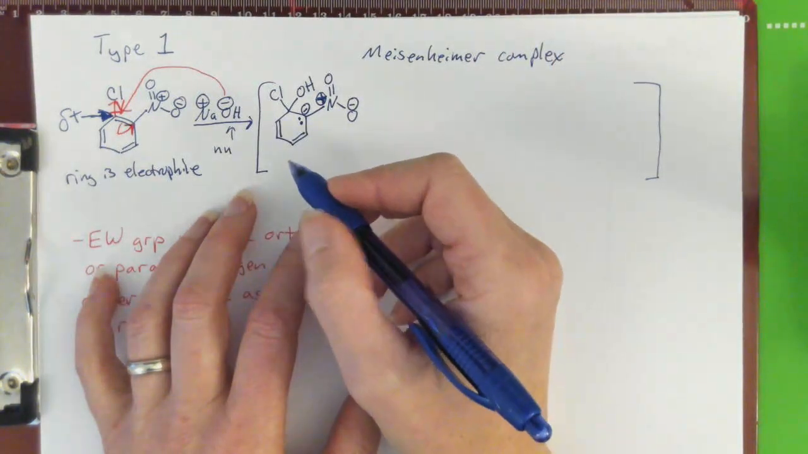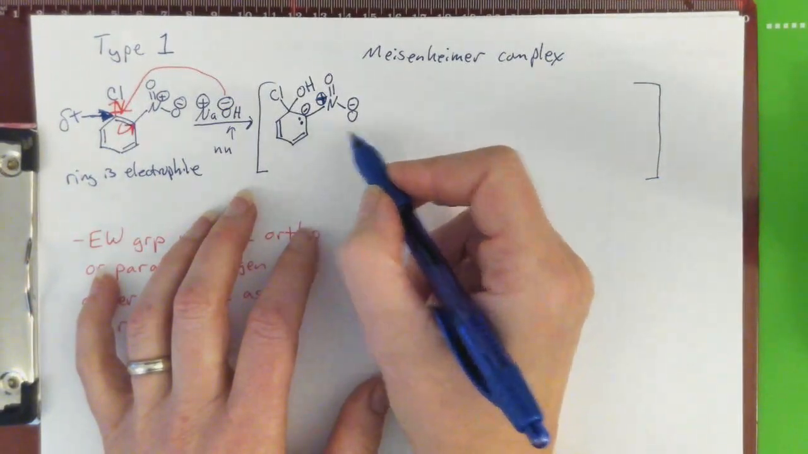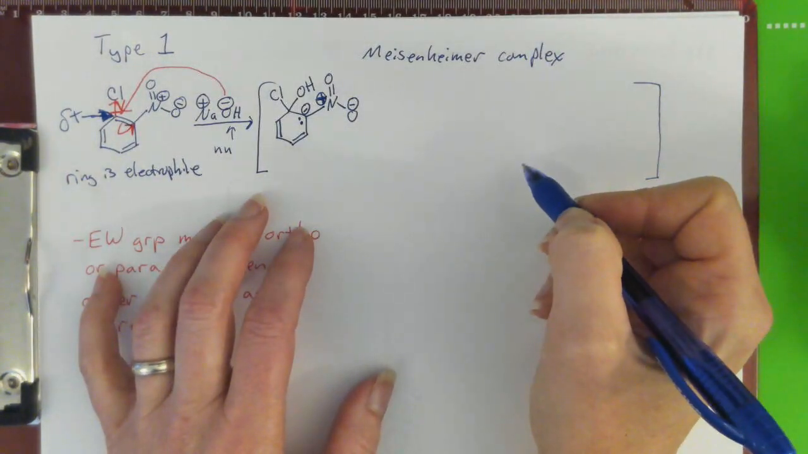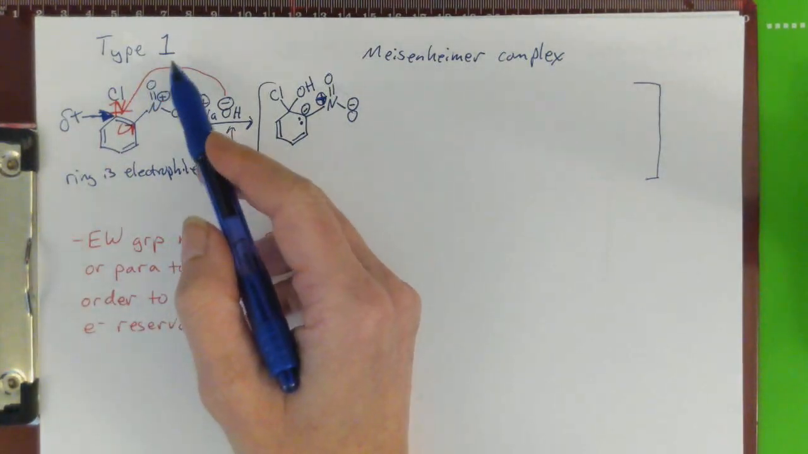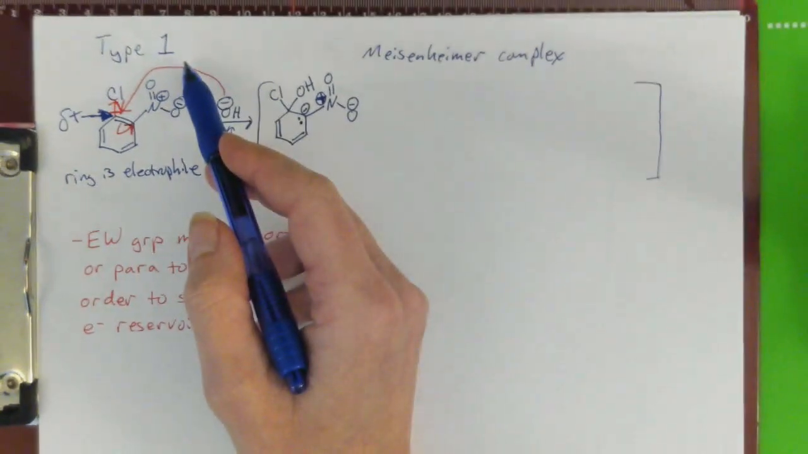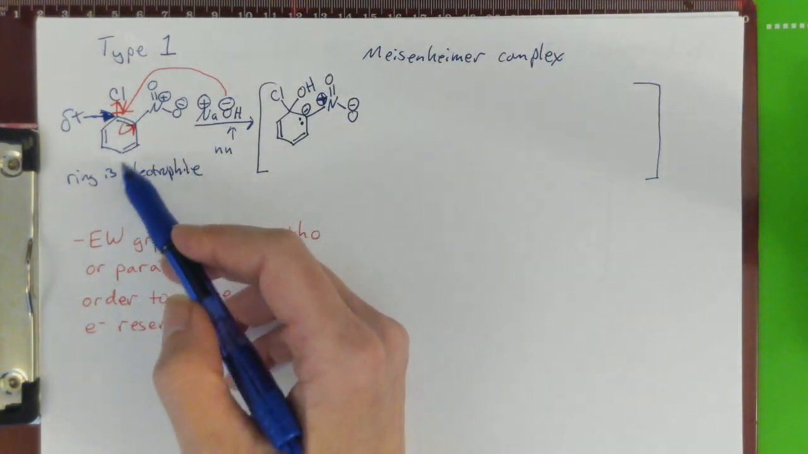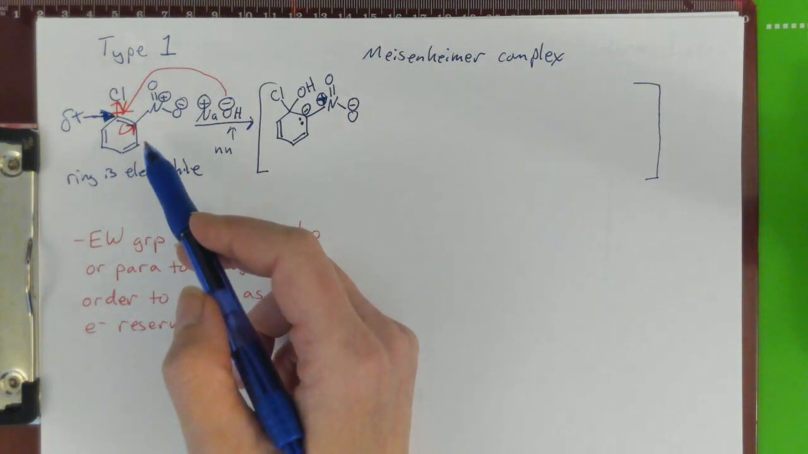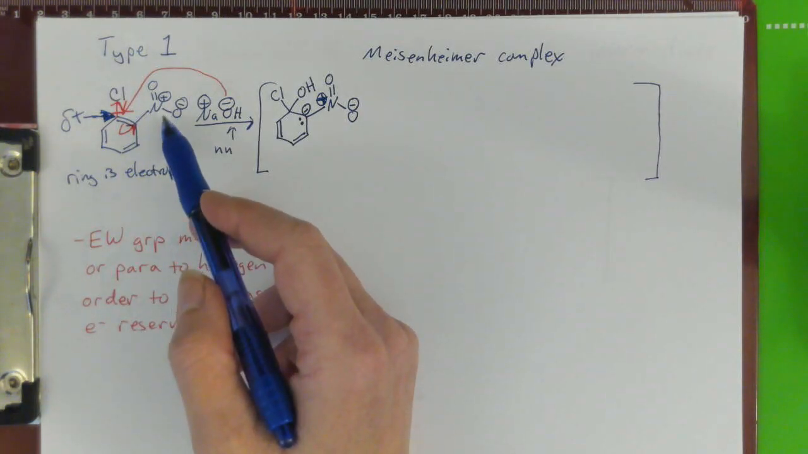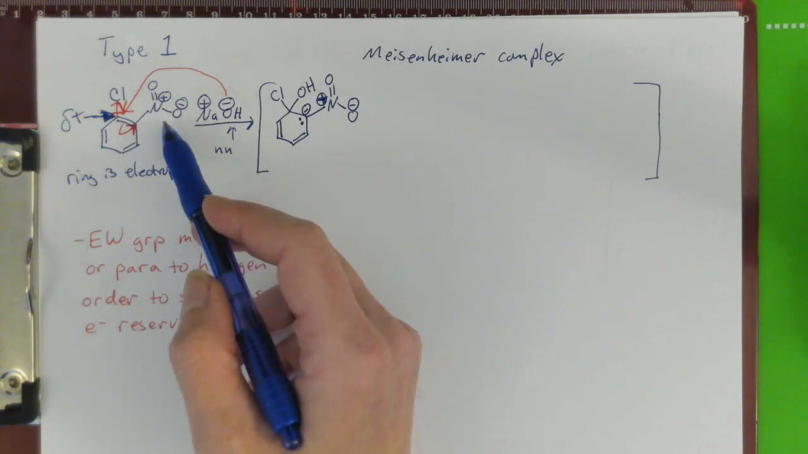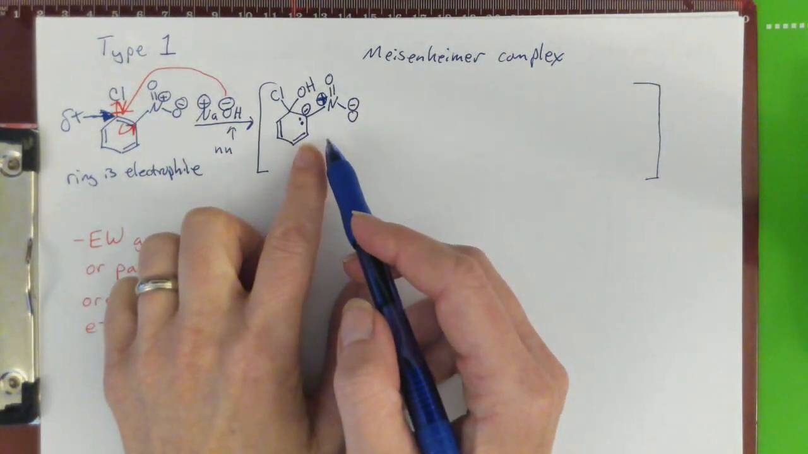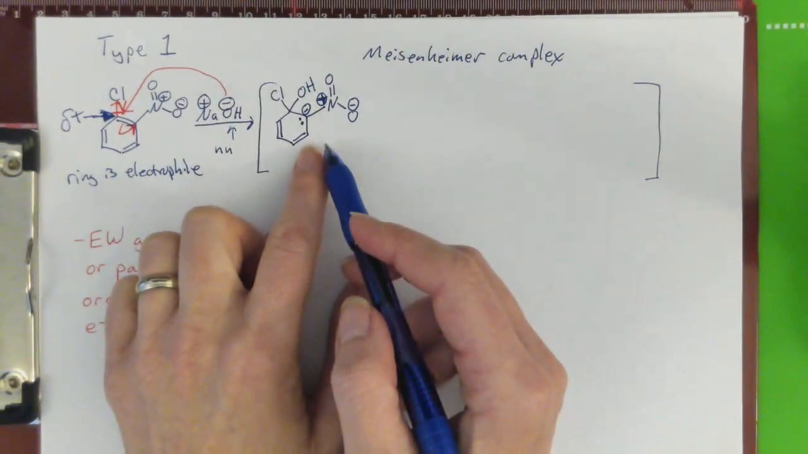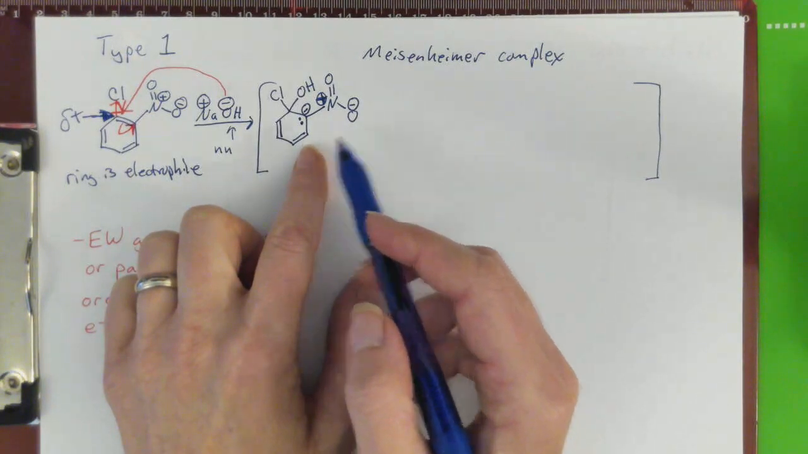Okay. And we can draw the other resonance contributors here for this. And what I want us to pay attention to is the fact that with the type 1 aryl halide, we have an electron withdrawing group, and it either has to be ortho or para, but not meta. And the reason that's the case is that electron withdrawing group, in this case a nitro group, is serving as an electron sink or an electron reservoir to help stabilize this intermediate. So let's see if we can understand how that's the case.